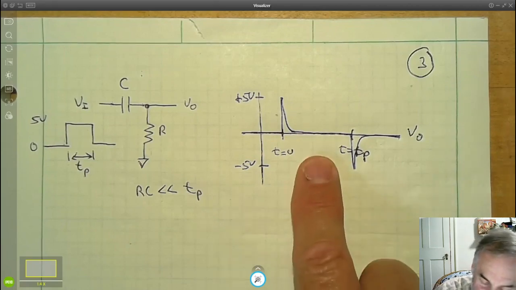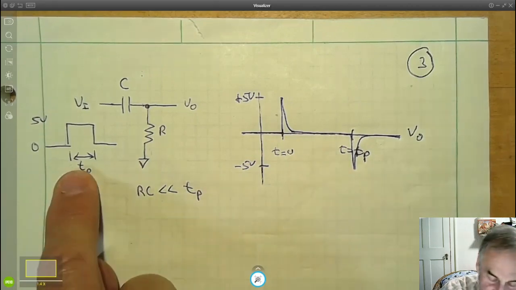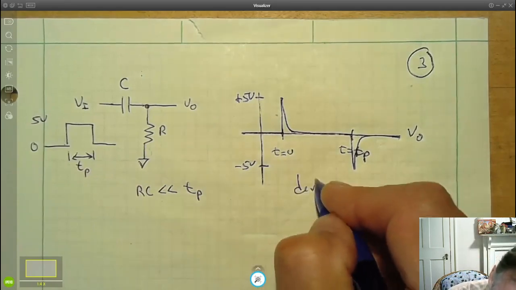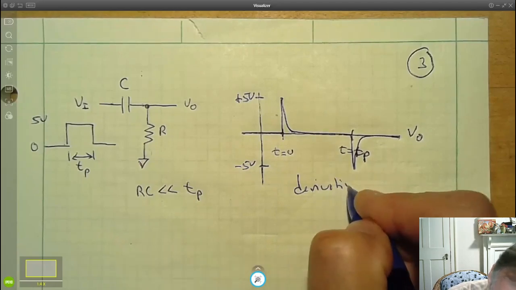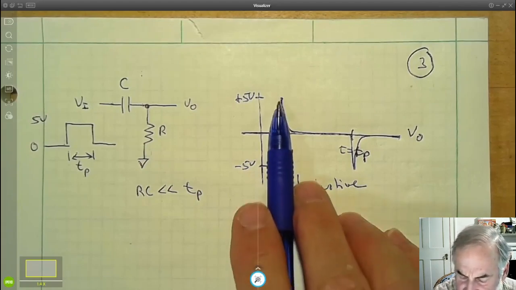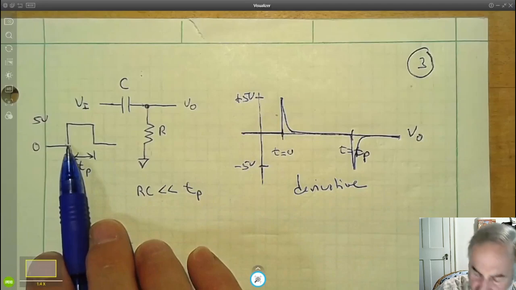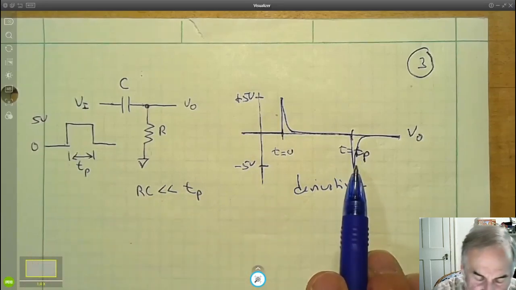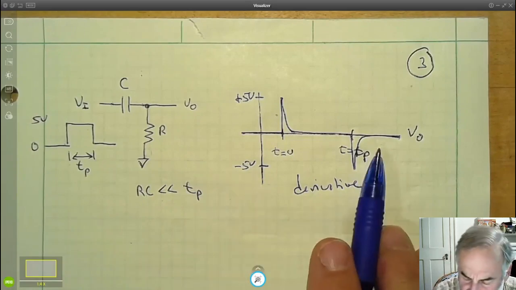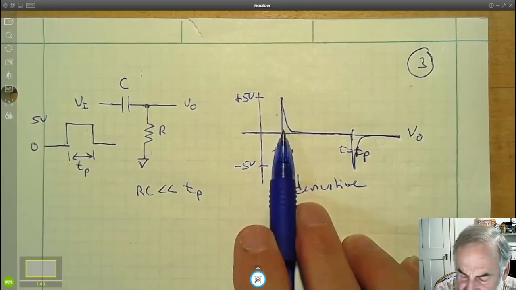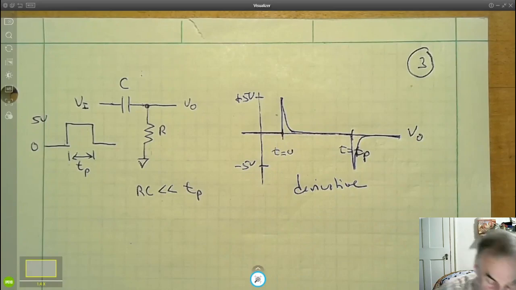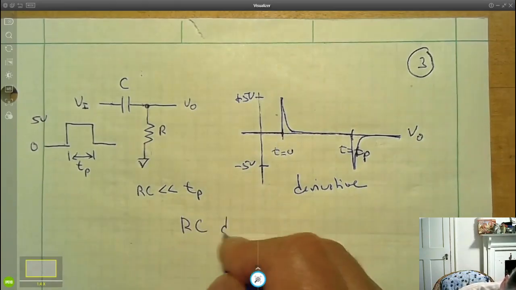Now, here's a question. What does this waveform look like compared to this waveform? Hopefully, it looks a bit like a derivative. Not perfect, because this should be a perfect spike for the slope of the rising edge and a perfect spike down for the falling edge. But if we make RC small enough, the amount of time this goes up and comes back down will be pretty small. It will look like a derivative. And in fact, this is called an RC differentiator.